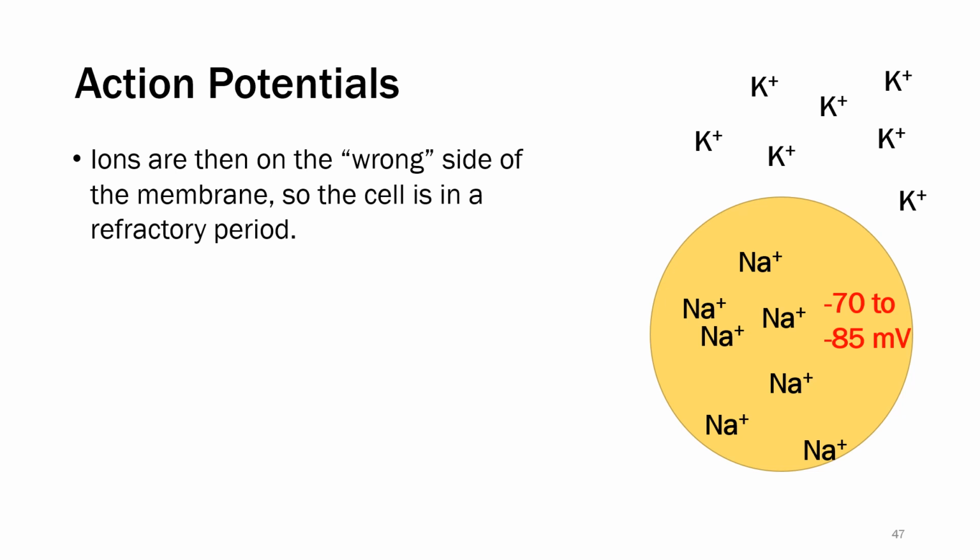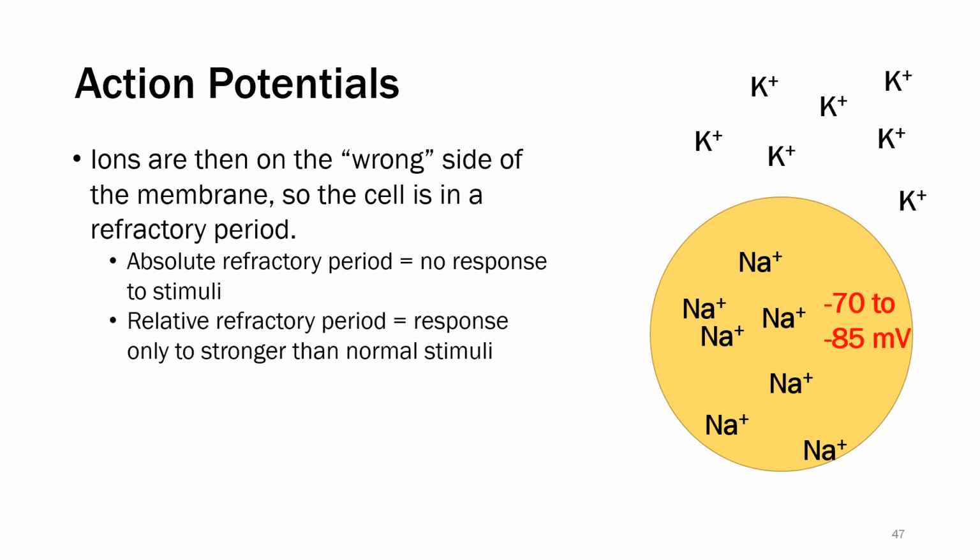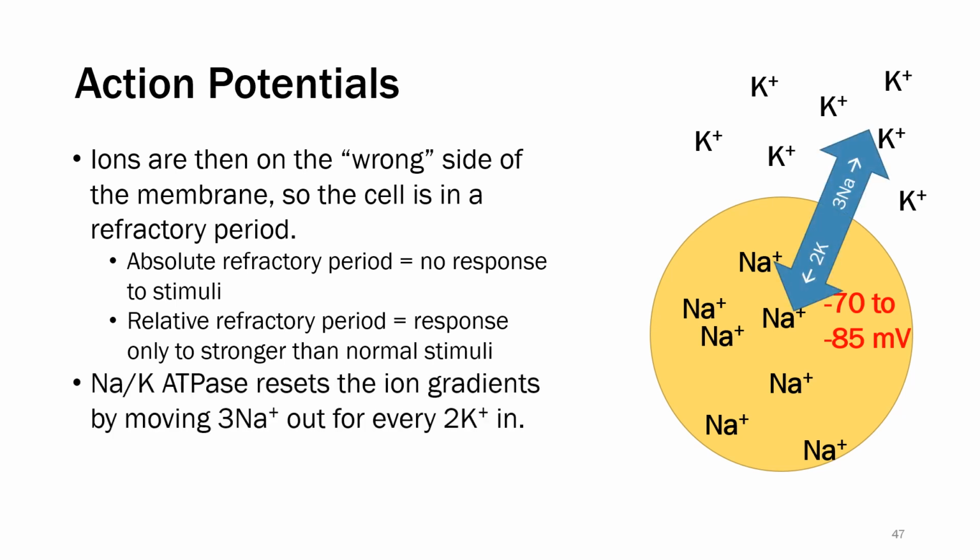Ions, though, were on the wrong side. Now the potassium's on the outside, sodium's on the inside. So the cell's in a refractory period. So the charge is right, but the ions are wrong. So we have the absolute refractory period where no response to stimuli occurs, and a relative refractory period where there's a response only to a stronger than normal stimulus. So sodium-potassium ATPase is going to reset those ion gradients by moving 3 sodiums out for every 2 potassiums that come in, and it's a major source of ATP use. So it's going to reset that gradient, but it's going to require a lot of ATP.